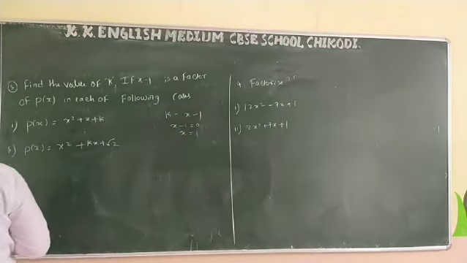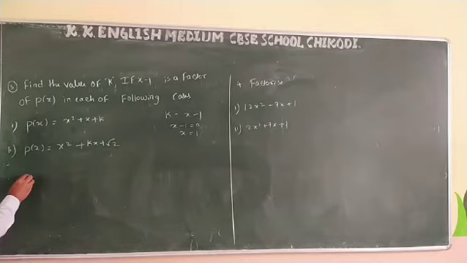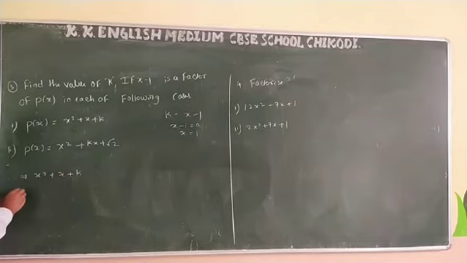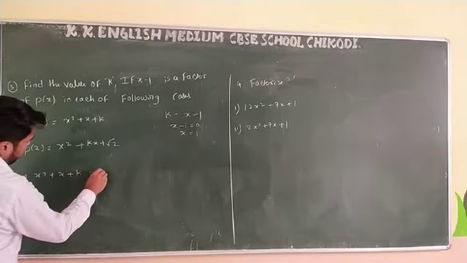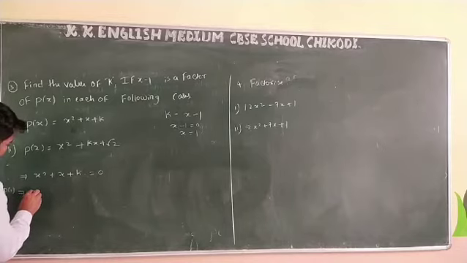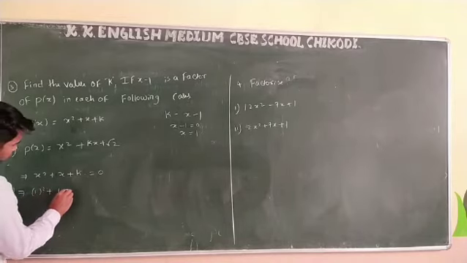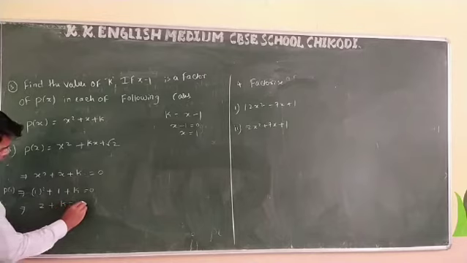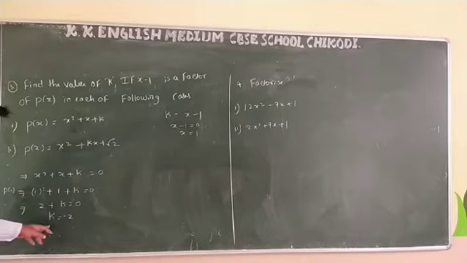Just substitute in this equation. So that is x square plus x plus k, which equals 0. So p of 1 equals 1 square plus 1 plus k equals 0, that is 1 plus 1, that is 2 plus k equals 0, and k equals minus 2. So the value of k is equal to minus 2.